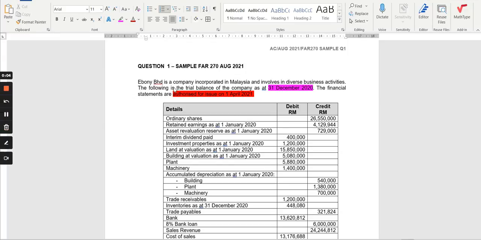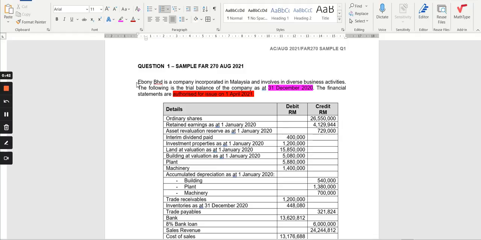Today we are going to discuss one more question, which is on question 1 for the preparation of financial statements, the published accounts. This is specifically for FAR270, and this can also be used for FAR460, and for anyone who would like to learn how to prepare the published financial statements at an intermediate level. So we have a question here which I call a sample FAR270 August 2021, because this is done for the final touch-up for your question 1, which is going to be 30 marks for this upcoming exam.